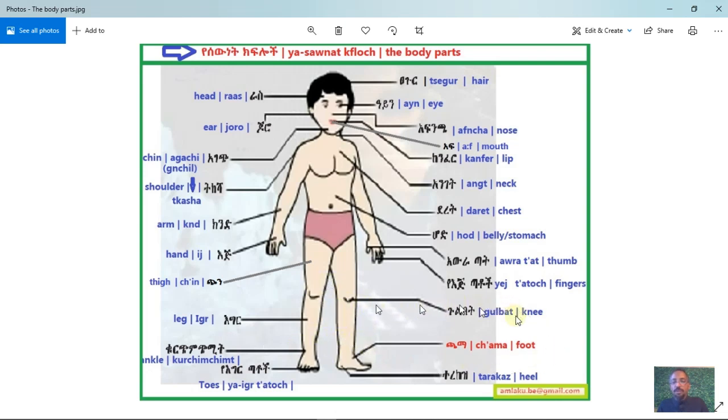As I said, the plural will be a different thing. So we'll just come back to give some more examples from the body parts on pluralizing, or changing nouns from singular to plural. So that will be a different lesson. And next is chama. Chama is foot.